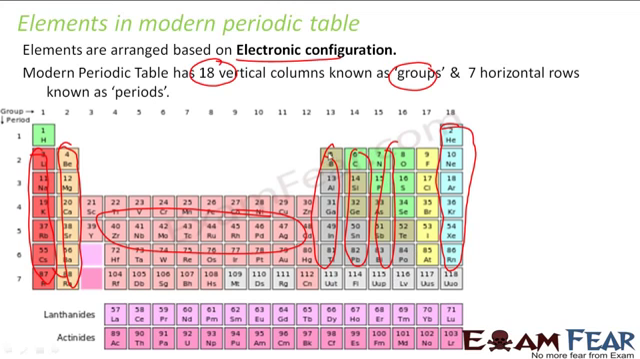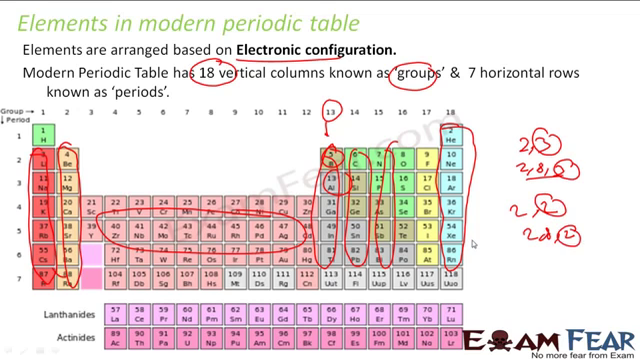So group 13 elements, for example, this one is 2, 3, and aluminum is 2, 8, 3 in electronic configuration. If you see, both have 3 electrons in the valence shell. And if you take, let's suppose, beryllium and magnesium: beryllium is 2, 2, and magnesium is 2, 8, 2. If you see, both have 2, and that's why they are in the same group.